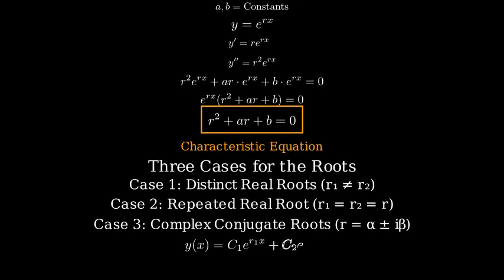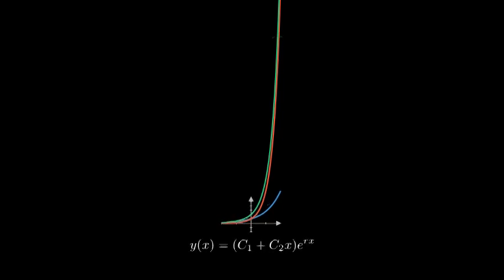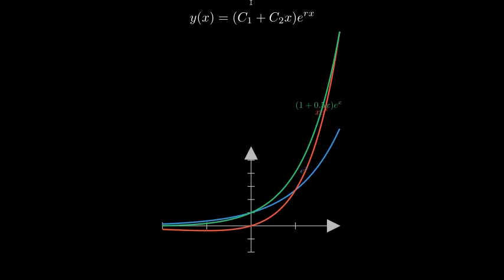If r1 and r2 are the two different real roots of the characteristic equation, then the general solution is y = c1 e^(r1 x) + c2 e^(r2 x), where c1 and c2 are arbitrary constants. For case 2, where we have a repeated root, if r1 = r2 = r, then the general solution has the form y = (c1 + c2 x) e^(rx). Notice that we need a second linearly independent solution, and in this case, it's x e^(rx).